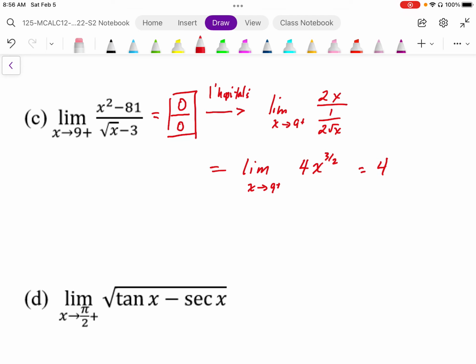Well, this is power 3 over 2, so we'll do the root first on 9. So it becomes square root of 9 to the power 3. So we end up with 27. So if we evaluate this, we end up with 108. So the limit as this approaches 9 from the positive side is going to approach a y value of 108.